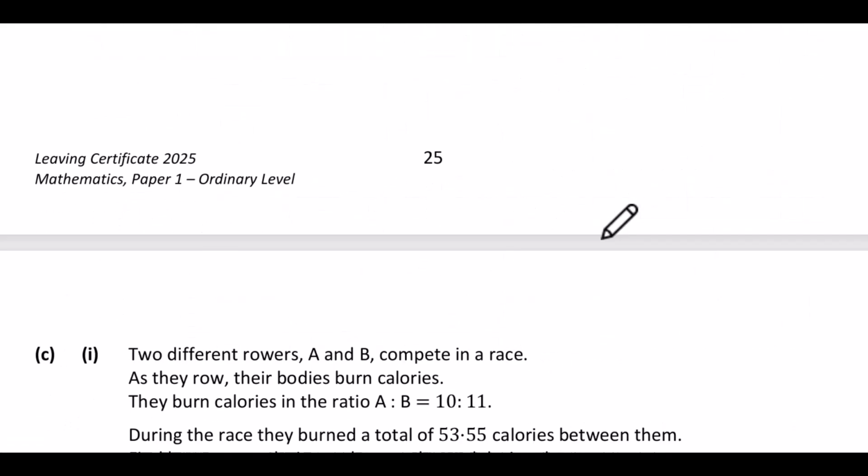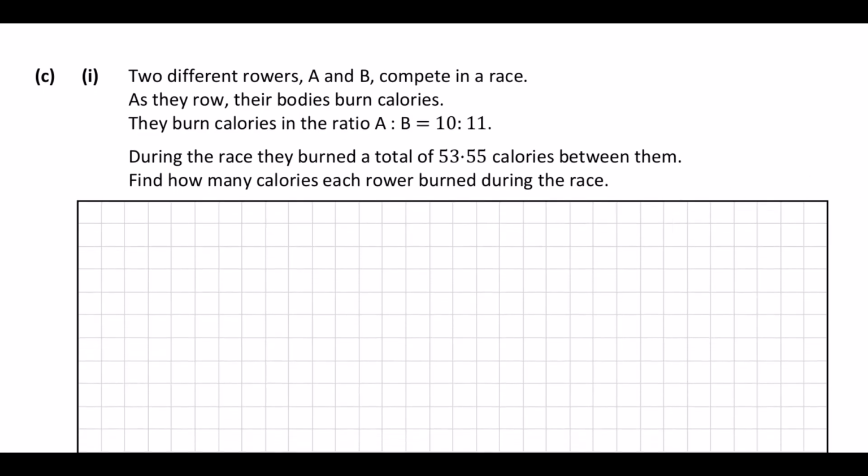Okay, so let's look at the next part of the question. 2 different rowers, A and B, compete in a race. As they row, their bodies burn calories. They burn calories in the ratio A is to B, and that's 10 is to 11. During the race, they burn a total of 53.55 calories between them. Find out how many calories each rower burned during the race.